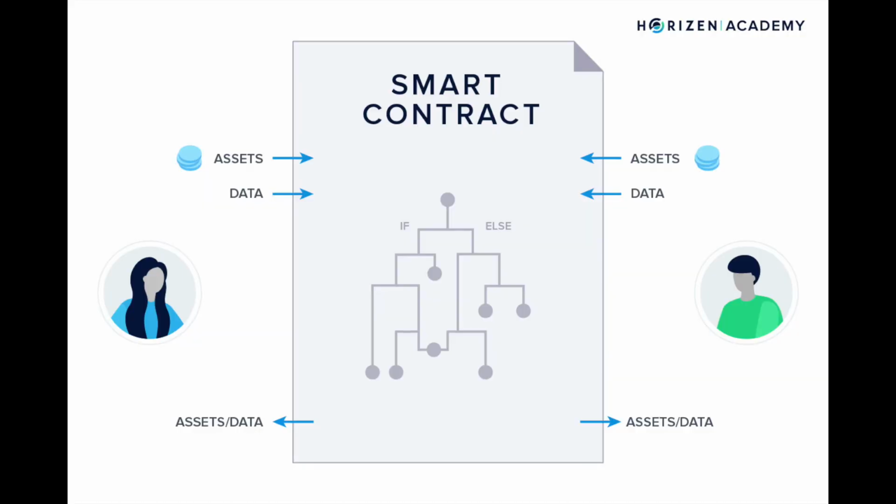A agrees to certain conditions of B, and they have some sort of assets that they're trying to exchange. So once the predetermined conditions are met, within the smart contract itself, it acts as the custodian and then transacts those assets as soon as the preconditions are met.